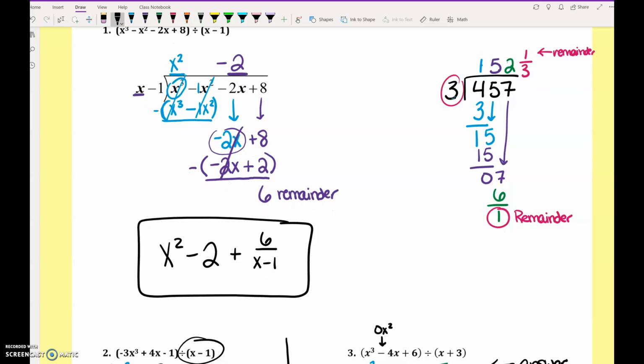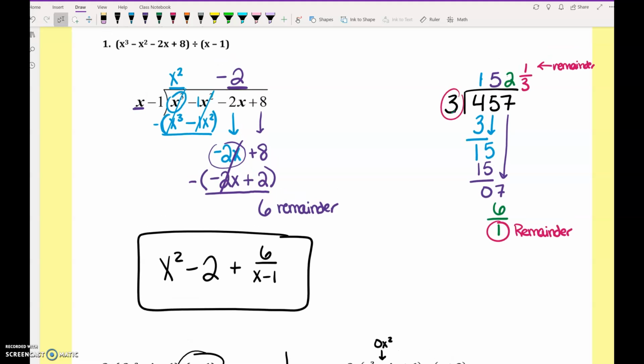Okay. Now on your assignment, your problem is going to start sometimes with x squared. If it starts with x squared, you start with x squared. You don't have to put a 0x to the third. You're only putting in zeros if there's a term missing in between your first and your last term. So don't add a 0x to the third on the front. Only add that 0x to the whatever if there's something missing in between your first and your last term.